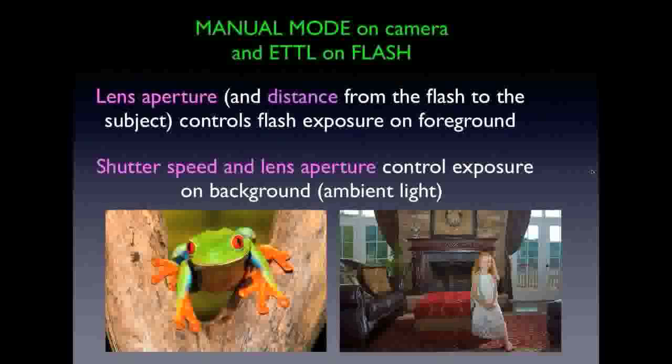The picture on the right, in order for me to expose correctly for the trees out in the backyard there, as well as the young girl, I had to deal with two different exposure situations. The young girl is exposed by the distance of the flash to her plus the aperture, not shutter speed. You see that? The shutter speed has nothing to do with the exposure on her, but the shutter speed and the lens aperture has everything to do with the ambient light outside. So you have two different considerations. Let me show you exactly how to do that.